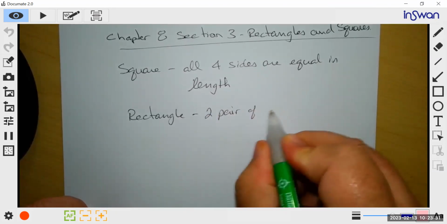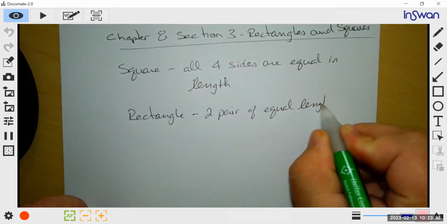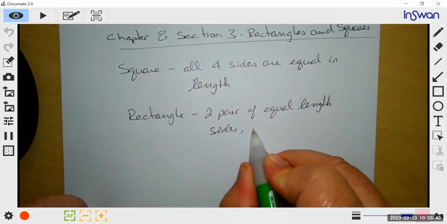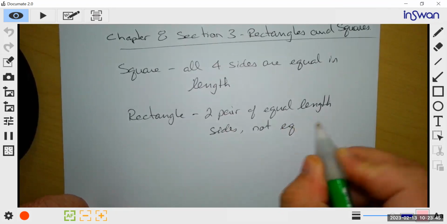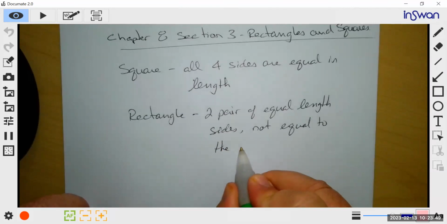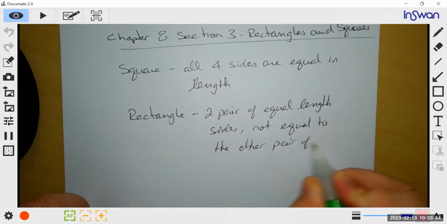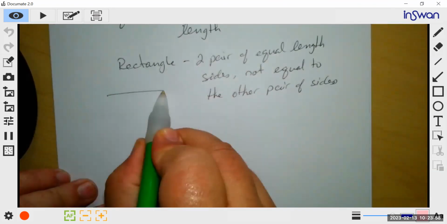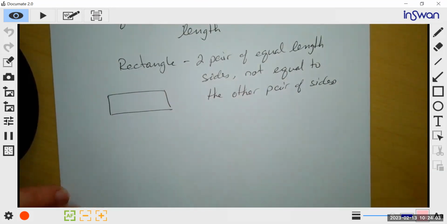Two pairs of equal length sides, not equal to the other pair of sides. So we have two sides that are the same length that are not the same length as the other two sides.